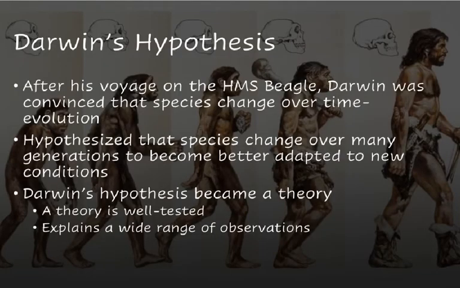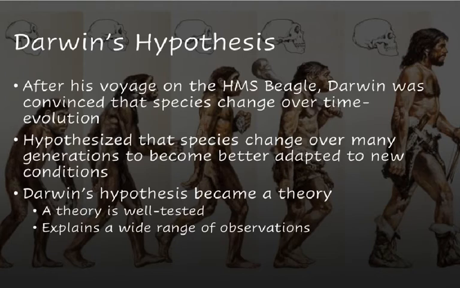Okay, so Darwin made a hypothesis. After his voyage on the HMS Beagle, Darwin was convinced that species do change over time. And that idea of species changing over time is what we call evolution. A lot of people have this idea that evolution is that humans came from monkeys. That's not the idea. The idea is simply that species change over time, meaning that if we look far back in the past, we see that those species look completely different than they look today. And there are a lot of reasons for those changes to occur.